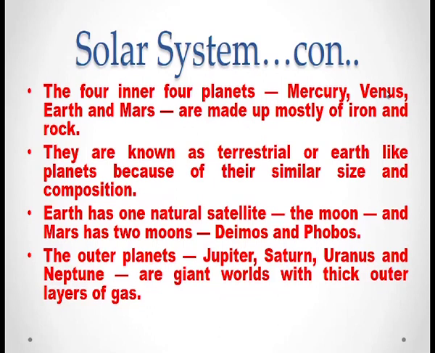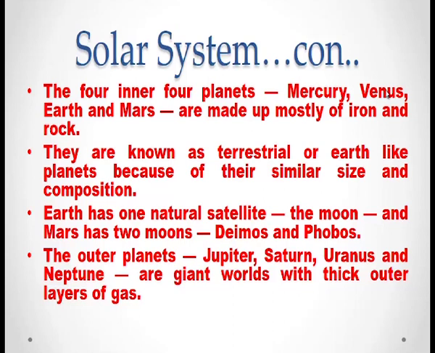Now, as I told, the four innermost planets, Mercury, Venus, Earth and Mars, are made up mostly of iron and rock. These four planets are solid planets. They are also known as terrestrial or Earth-like planets because of their similar size and composition. Earth has one natural satellite, the Moon, and Mars has two moons, Deimos and Phobos.